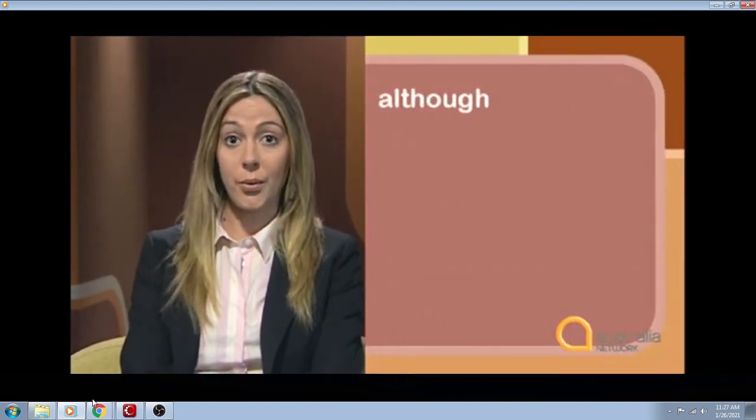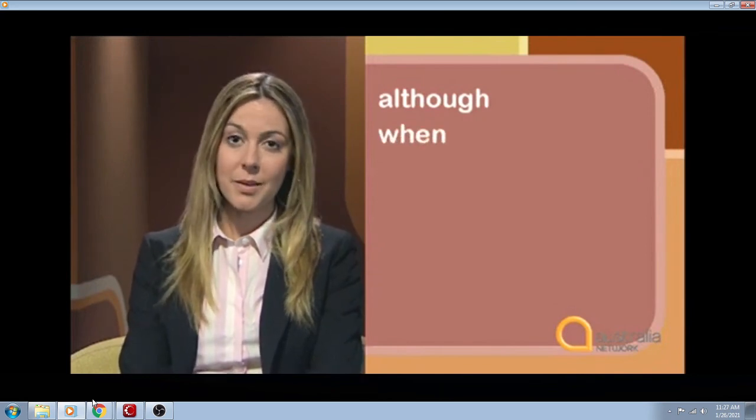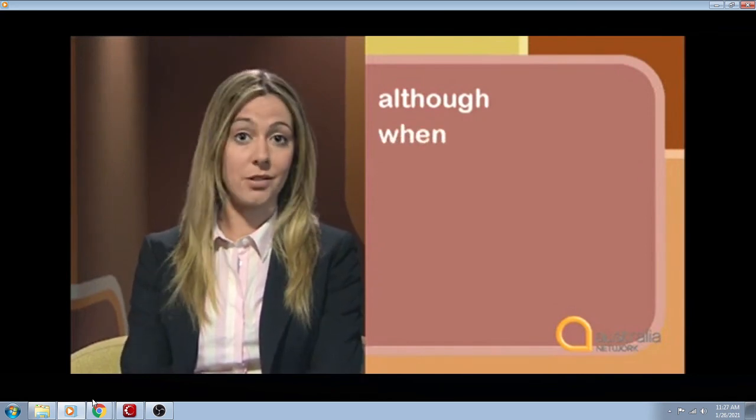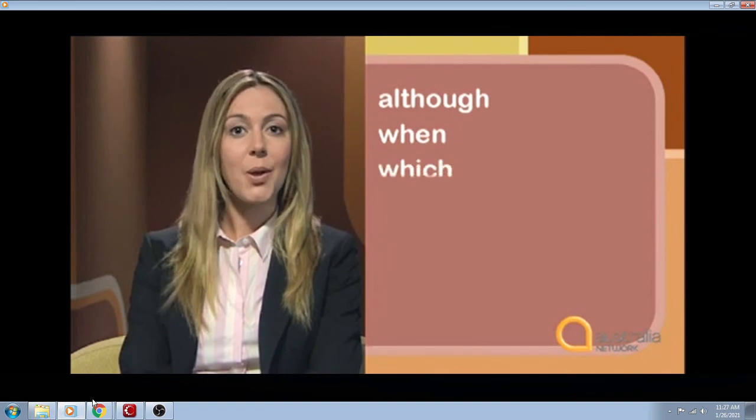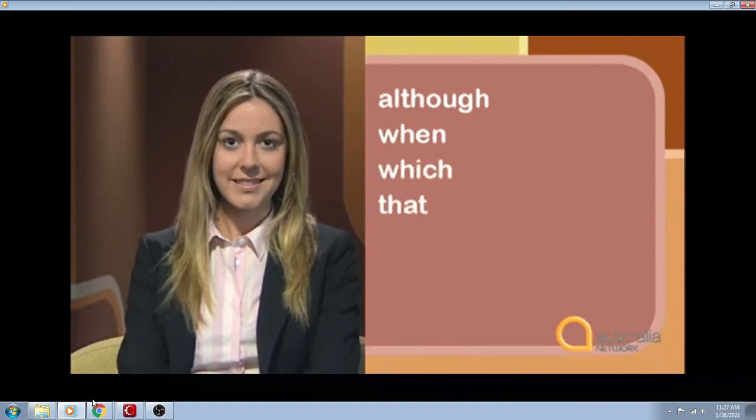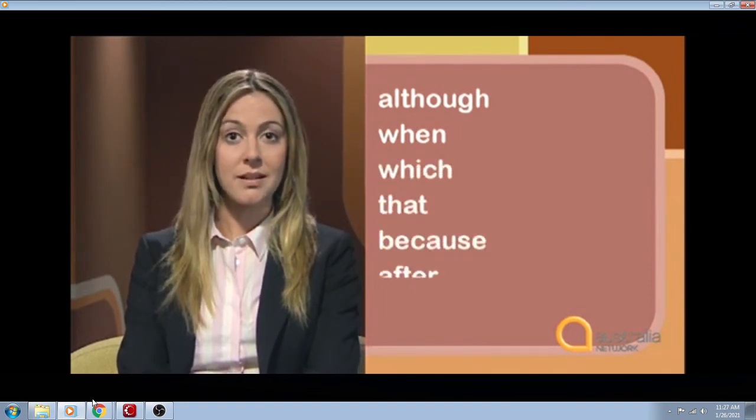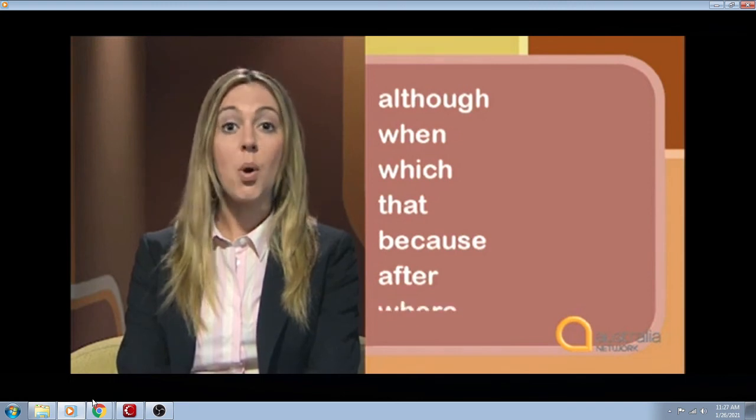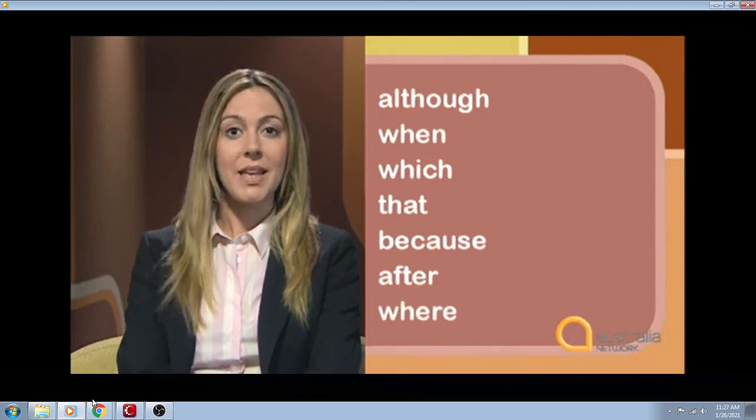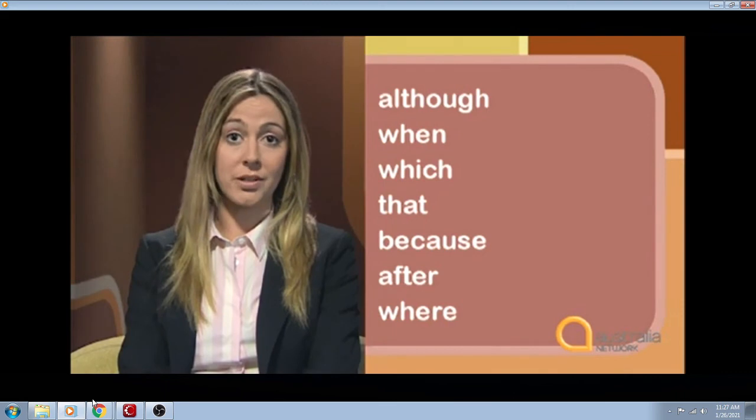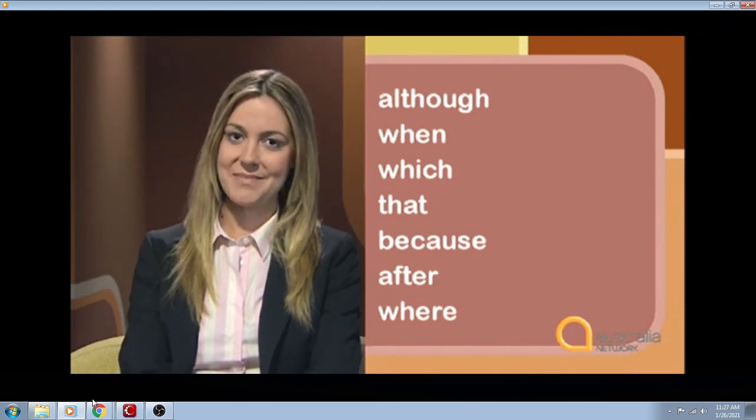Apart from although and when, some of the words used to create dependent clauses like this are which, that, because, after, and where. Knowing how to use them is important. It's something you should practice.